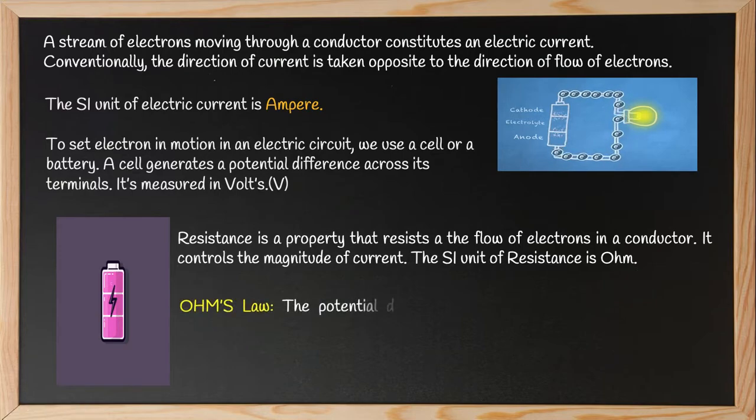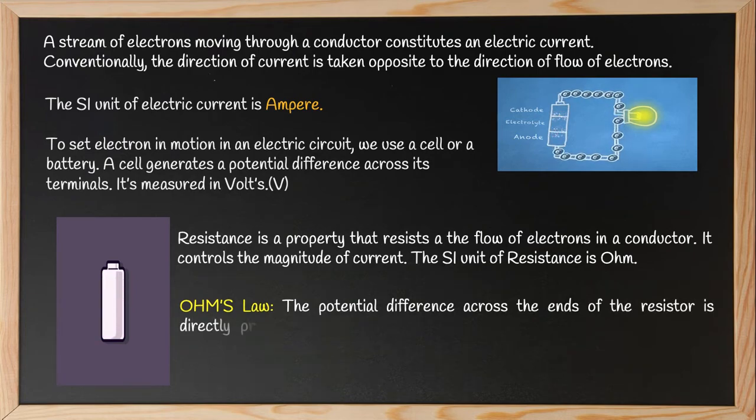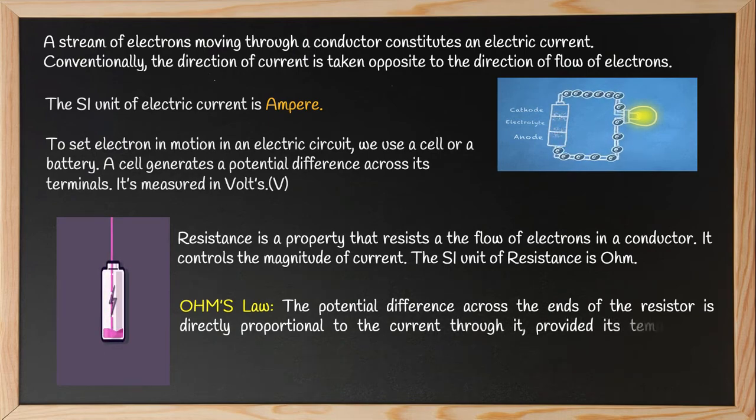Ohm's law: the potential difference across the ends of a resistor is directly proportional to the current through it, provided its temperature remains the same. So the potential difference across the ends of a resistor is directly proportional to the current, provided that the temperature remains the same. That means V is proportional to I. Potential difference is proportional to I when the temperature is constant. And this Ohm's law was proposed by a scientist called Ohm.